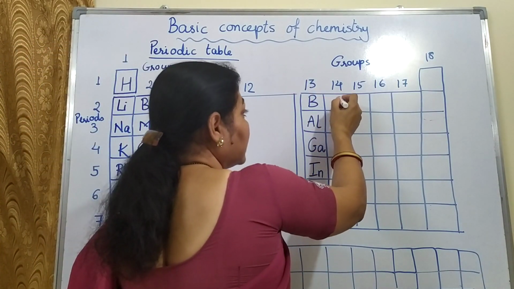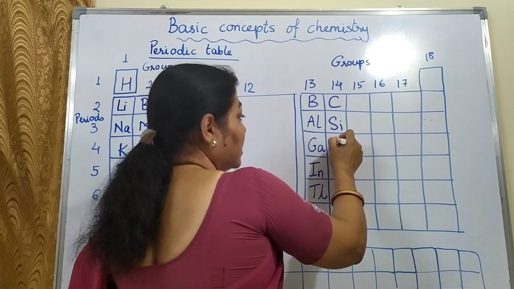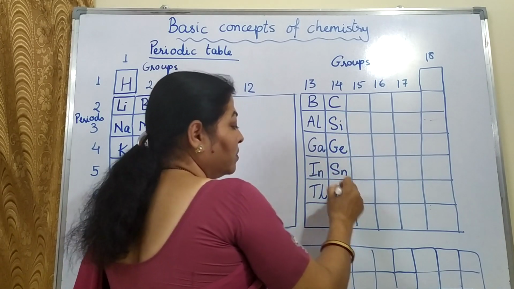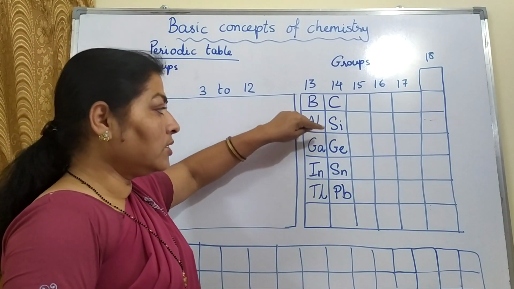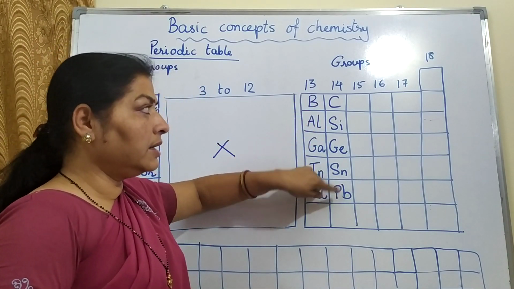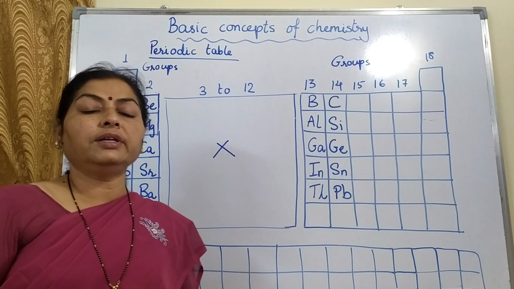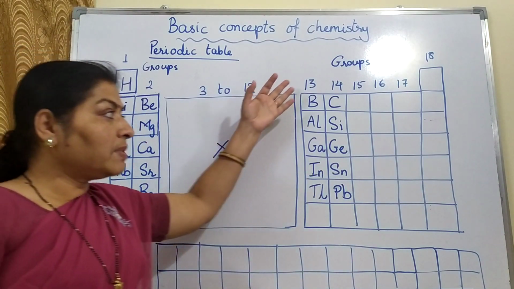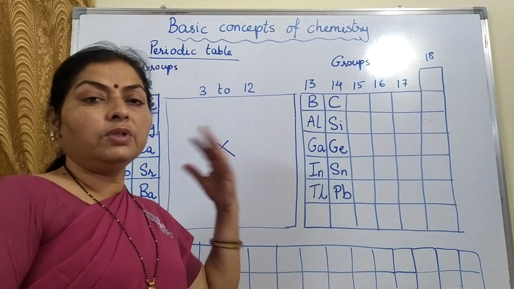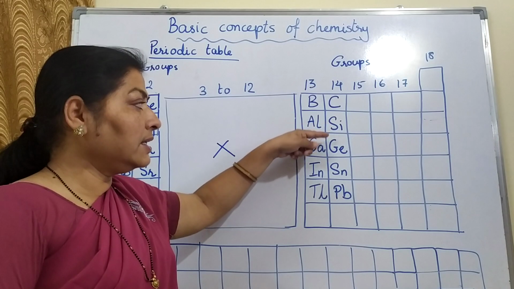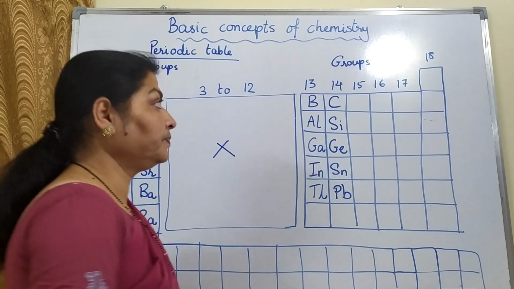Then 14th is काशी गए संत प्रभु. Carbon, silicon, germanium, tin and lead. See children, how easily we can construct the whole periodic table on our own, just by remembering and then moving on to the actual names of the elements. Kashi gaye Sant Prabhu. Carbon, silicon, germanium, tin and lead.